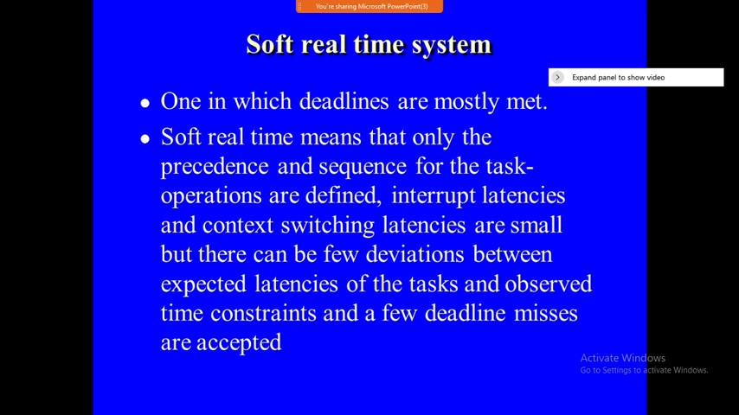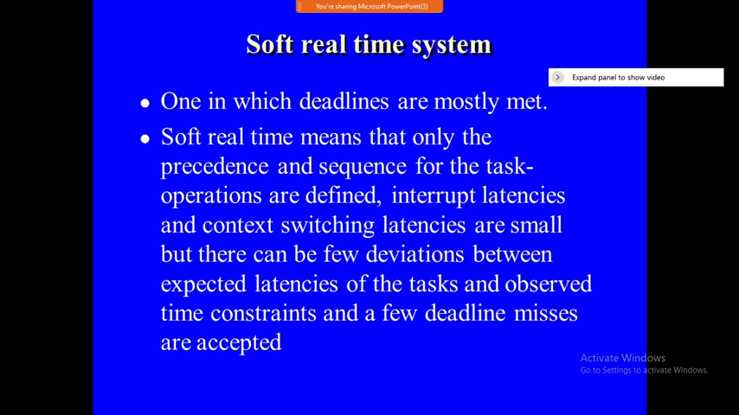A soft real time system is one that tries to meet the deadline. Some deadline misses are acceptable here. Soft real time means that only the precedence and sequences for the task operations are defined. Interrupt latencies and context switching latencies are small, but there can be a few deviations between the expected latencies of the task and observed time constraints, and a few deadline misses are accepted in the soft real-time system.